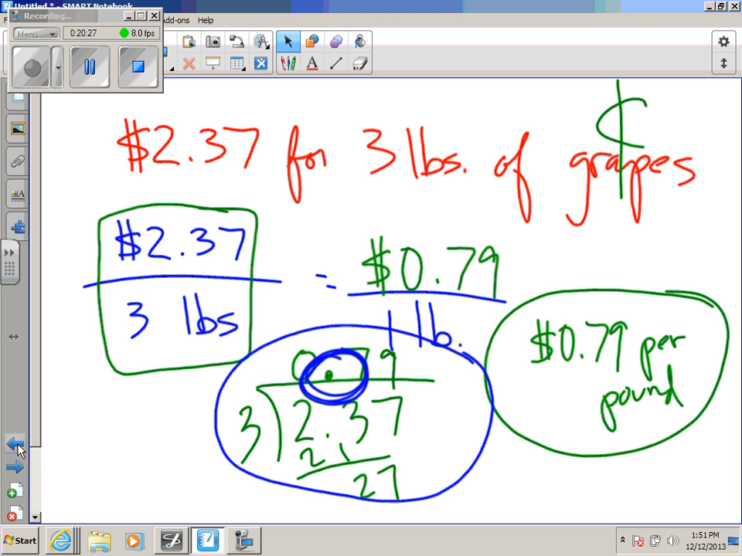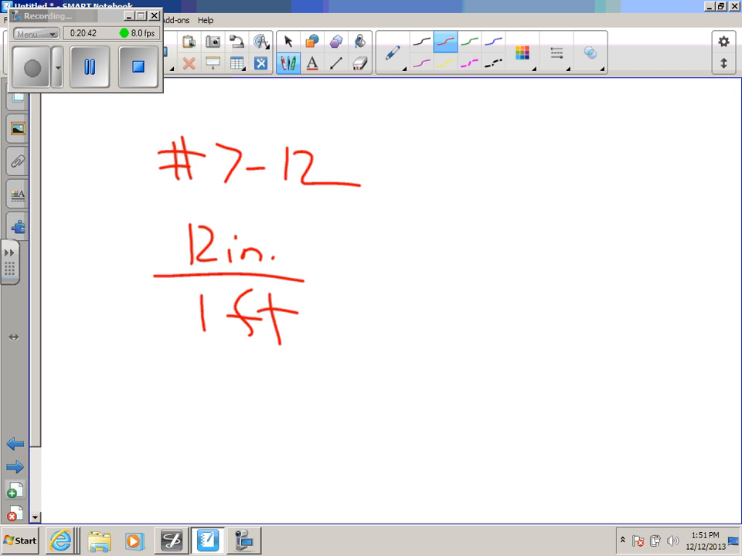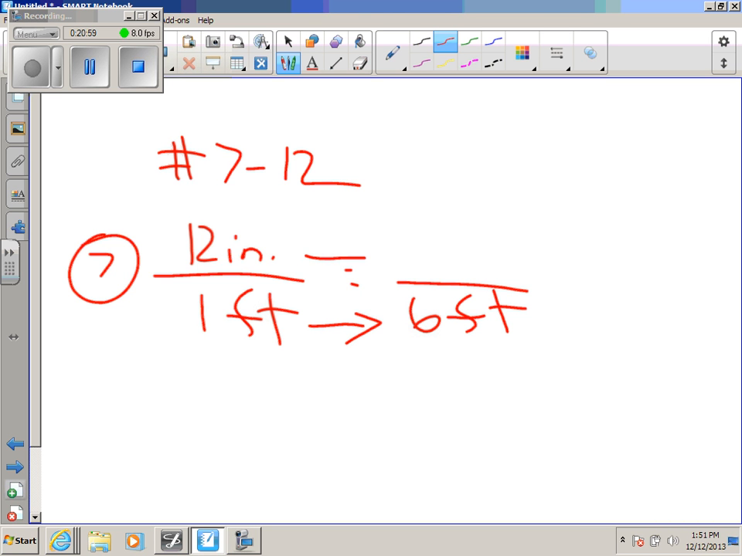7 through 12. Unit rate, then find an equal ratio. 12 inches in 1 foot for number 7. They ask number of inches in 6 feet. Where do I put the 6 feet, top or bottom? Therefore, from 1 to 6, I had to multiply by 6. Multiply 12 times 6. 72 what? And that is your answer.